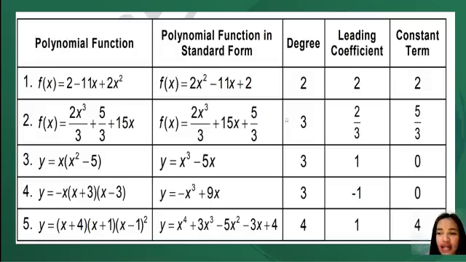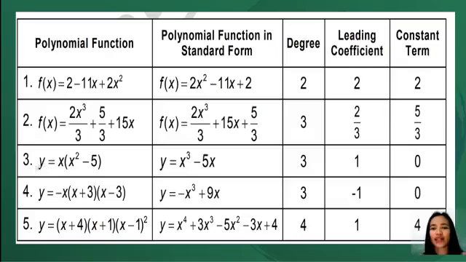Where is the degree or the highest exponent? On what term? We have 2x cubed over 3. Therefore, 2x cubed over 3 is said to be your leading term. In your leading term, what is the numerical coefficient? The numerical coefficient is 2/3, right? Therefore, 2/3 is said to be your leading coefficient. And then, what is the term without any variable? So 5 over 3. Therefore, 5 over 3 is said to be your constant term.